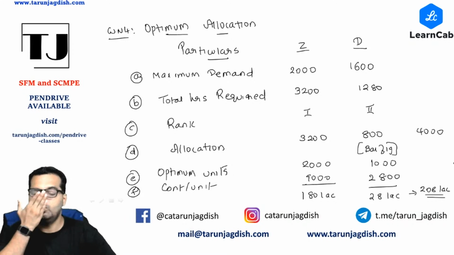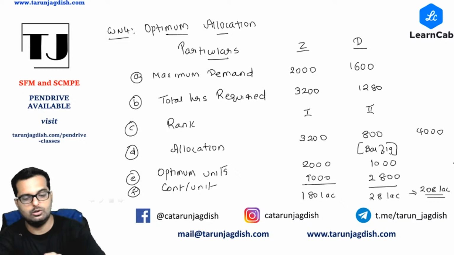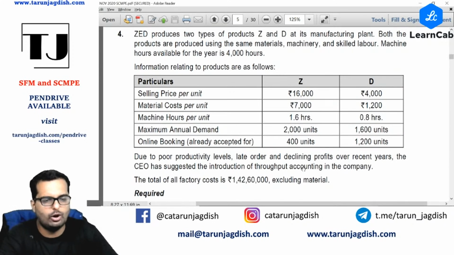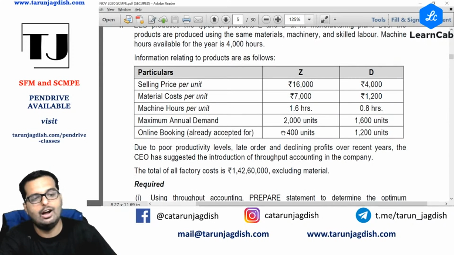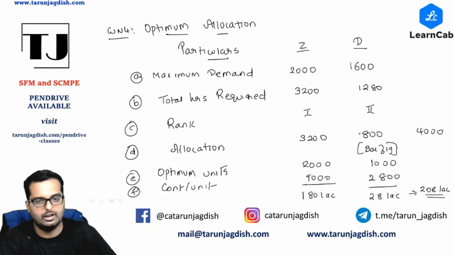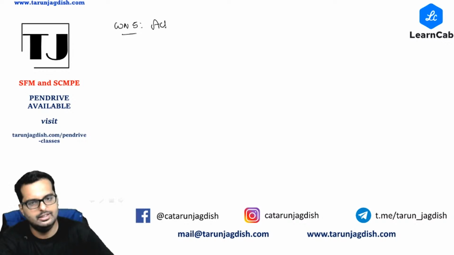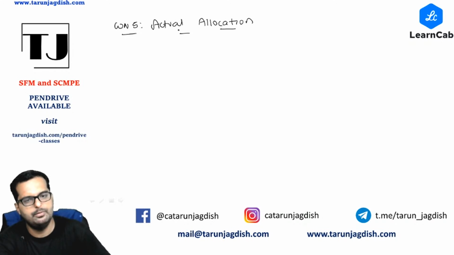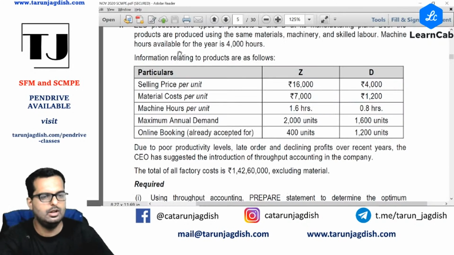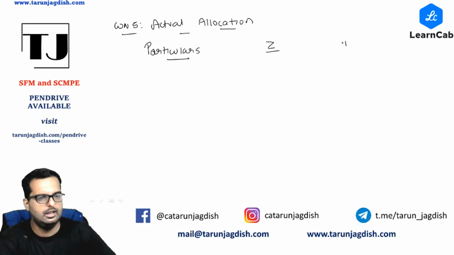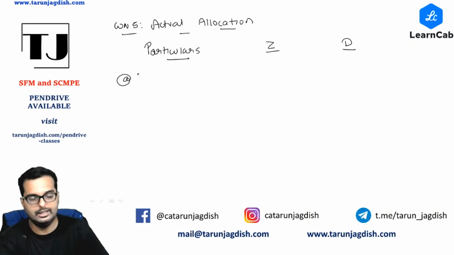Alright, this is supposed to be the optimum contribution, but unfortunately what has happened is they already have online booking. So this much anyways they have to allocate, only the balance is what they can allocate now. Am I right? So I'll write down the next working note as the actual allocation. Okay, particulars. We have Z and then we have D, sorry.